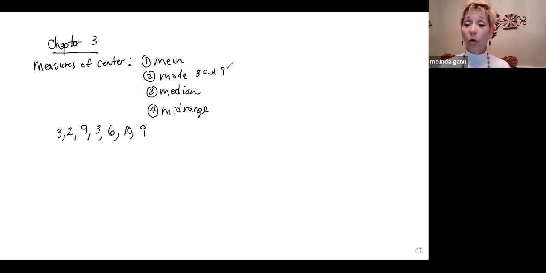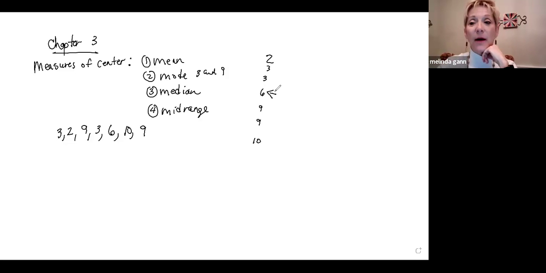Now you can have more than one mode, but it cannot be every number. If every number in that list occurred twice, I would write the word no mode. Okay. Median, I'd have to put the numbers in order first. So I'd have like a 2 and a 3 and a 3 and a 6 and a 9 and a 9 and a 10. So when I count 1, 2, 3, 4, 5, 6, 7, that means that that number is in the middle. So my median would be 6.